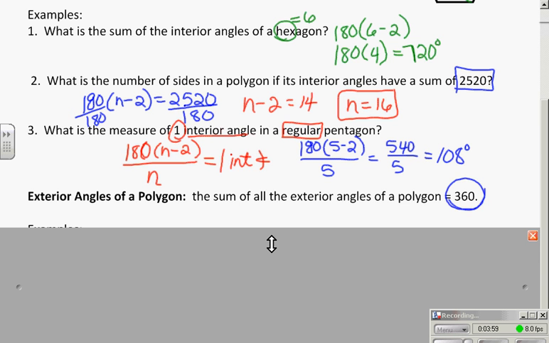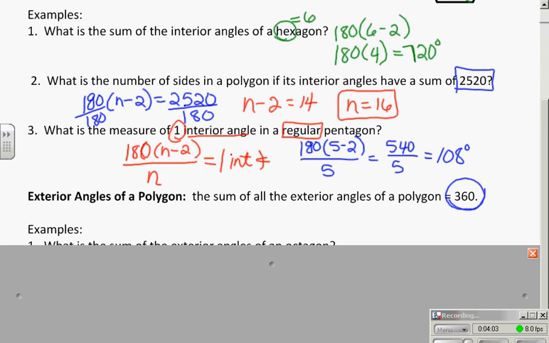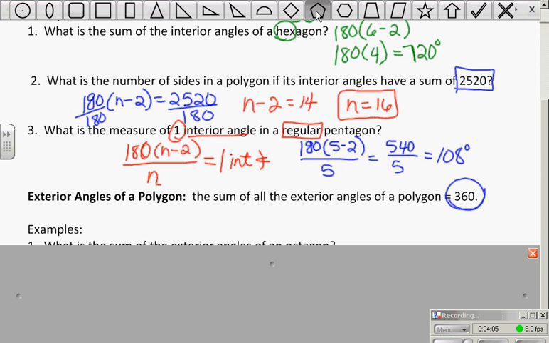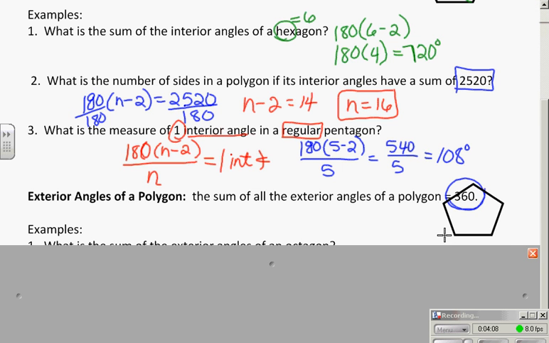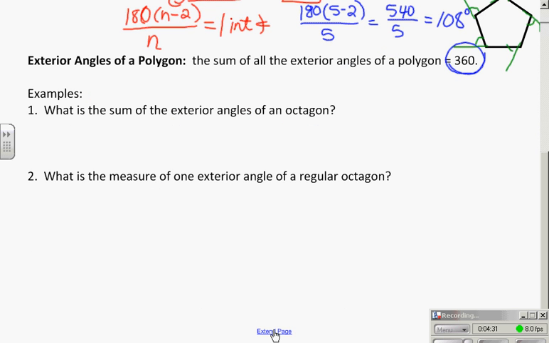Now, exterior angles of a polygon kind of feels like a trick question because no matter what kind of polygon we have, the sum of all of them is 360 degrees. Now, what does the exterior angle look like? If I take my shape drawer again and I draw a shape like this, the exterior angles, if I start on one side and I extend going in the same direction from all the sides, these are my exterior angles, and they are the ones that add up to 360 degrees.